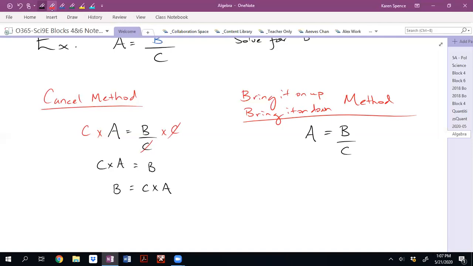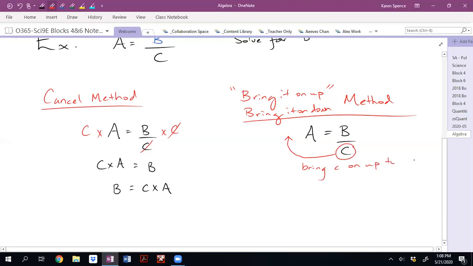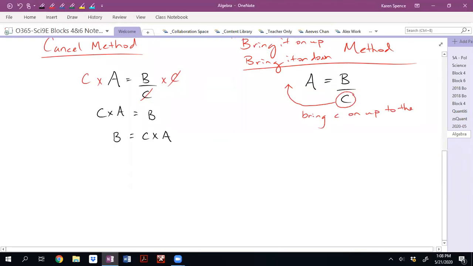Well, if I have something cluttering up B on the right-hand side, if I have something on the bottom, I can bring it on up to the top. Bring it on up. So we're bringing C on up to the other side. So basically, if you're moving something from one side to the other, and it's only multiplication and division, if it's on the bottom, you bring it to the top. If it's on the top, you bring it on down to the bottom. Up to the top, on the other side.